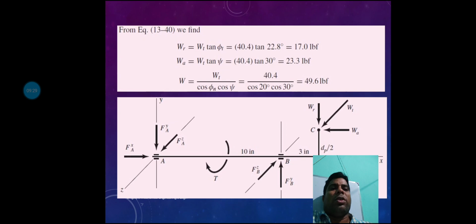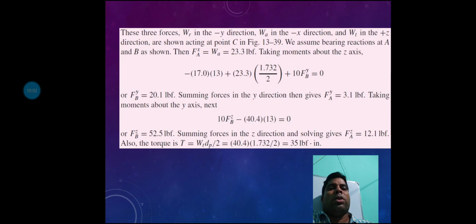The force acts directly at point C, which is located at the average position, and W is directed towards C. Wt is the tangential load, and Wr is the radial load. Splitting all the values with respect to the total load applied, W will be 49.6 pounds.